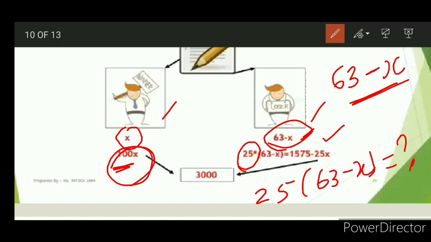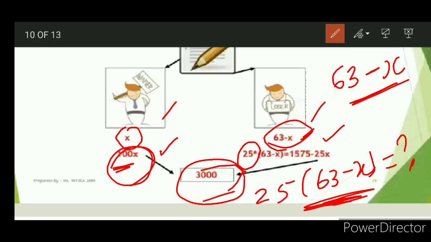Understand? This 100x tells the total amount distributed to winners. The sum of these two is given here, how much is it? 3000. Okay, 100x is the winners' total amount, 25 into 63 minus x is the losers' amount. If we add these two, it equals 3000. We'll solve and find the x value. That x is what? The total number of winners.